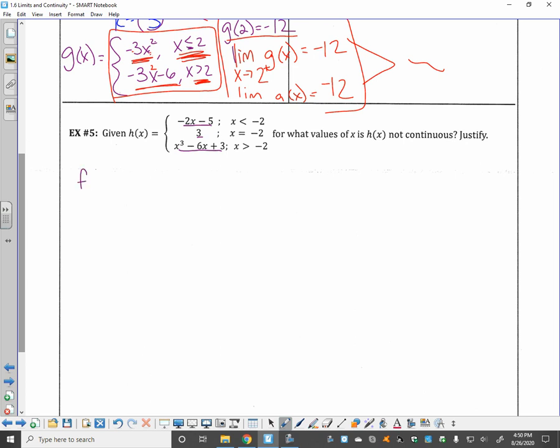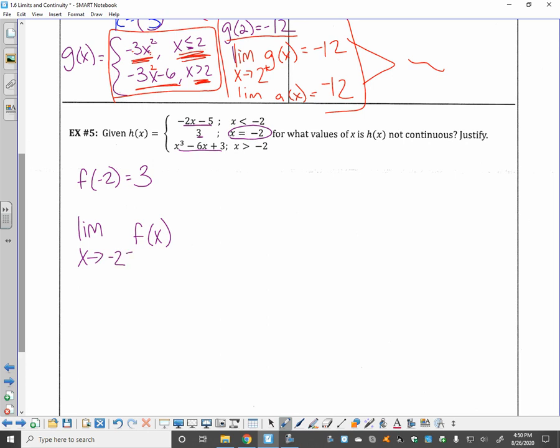So first I'm going to find f of -2. Well, which function do you plug that into? I have 3 different pieces. Well, the only function that's defined when x is -2 is this one. So he's 3. Okay, now I need to fly in from the left. Nope, I'm not headed to a 3. My bad. I'm headed to -2 from the left.